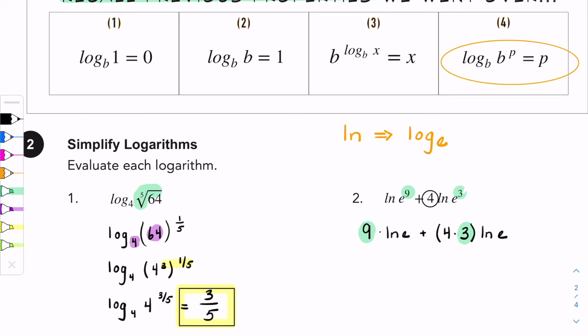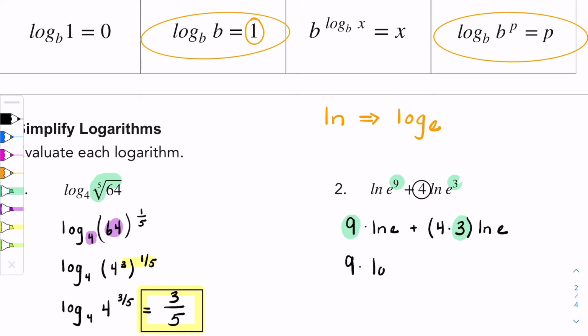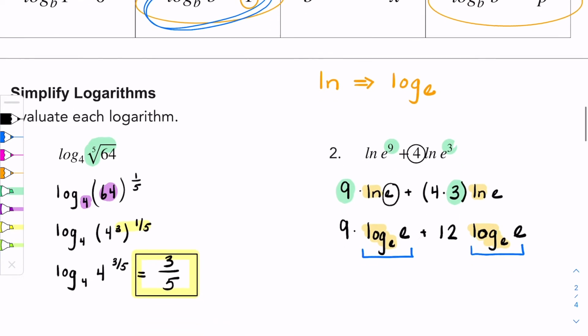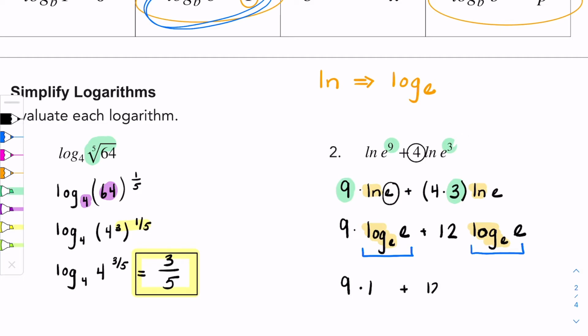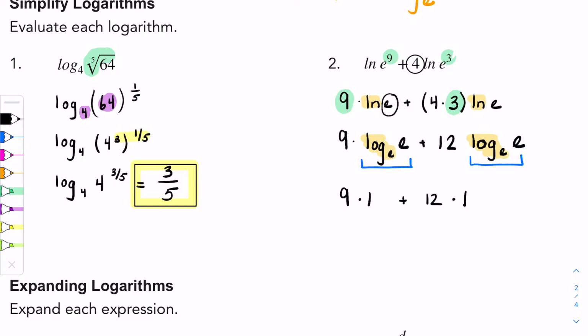ln of e we can rewrite as log base e, and if we take a look at property number 2, if you have the base and the argument that are the same, your solution is going to be 1. So by rewriting ln as log base e, we still have that argument of e. That's going to be replaced with a value of 1. 4 times 3 is 12. At this point, I just replaced ln with log base e. And next I'm going to recognize that log base e of e, both of these, is property number 2. It's going to simplify to a value of 1. This becomes 9 times 1 plus 12 times 1, or 9 plus 12, which is equal to 21.